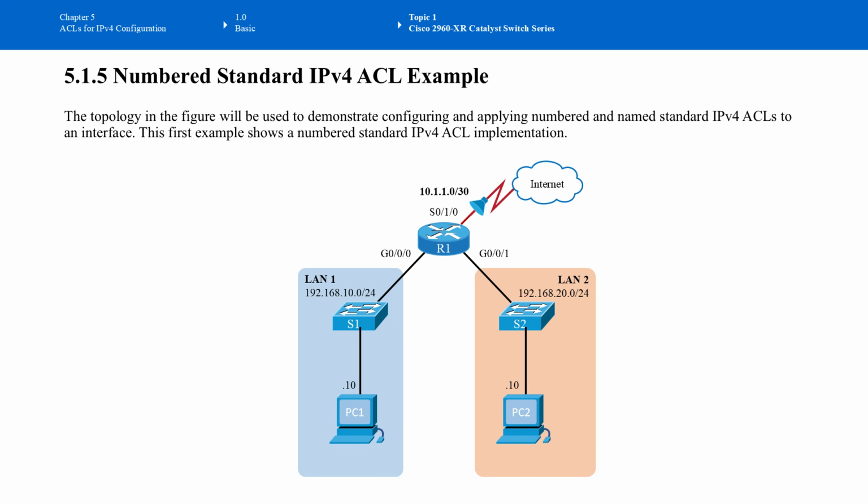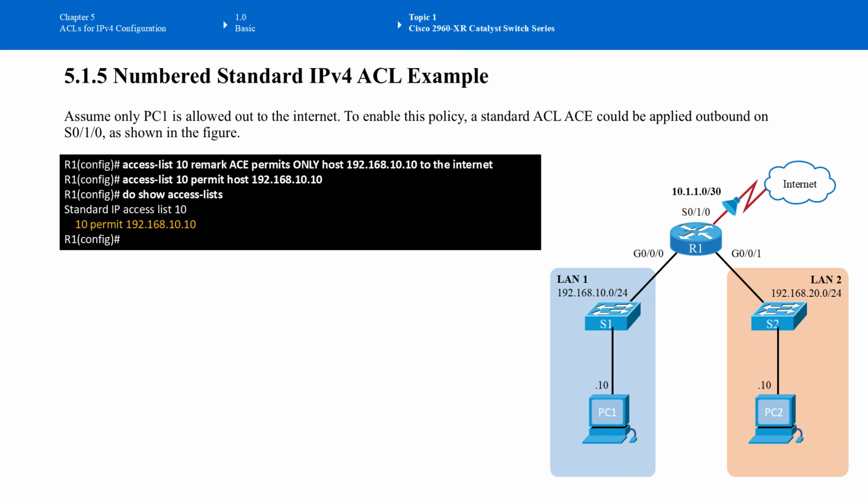The topology in the figure will be used to demonstrate configuring and applying numbered and named standard IPv4 ACLs to an interface. This first example shows a numbered standard IPv4 ACL implementation. Assume only PC1 is allowed out to the internet. To enable this policy, a standard ACL ACE could be applied outbound on the serial interface 0/1/0, as shown in the figure.